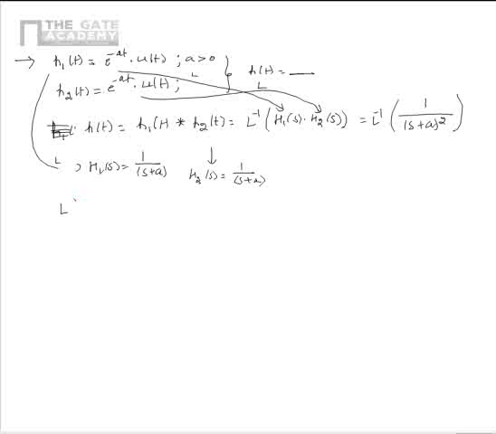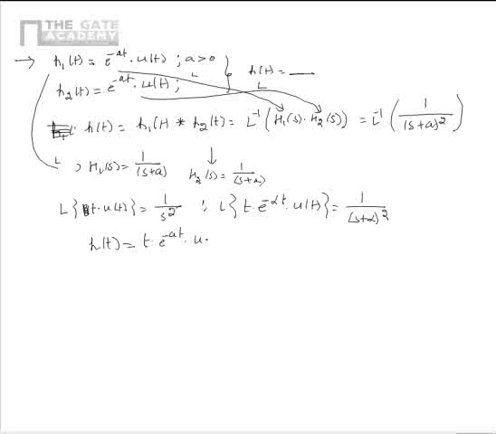We know that the Laplace transform of t into u of t is equal to 1 by s square. We also know that the Laplace transform of t into e power minus alpha t u of t is equal to 1 by (s plus alpha) whole square. From this, we can write the overall impulse response of the system as h of t is equal to t into e power minus at into u of t. So this is the overall impulse response of the cascaded system.